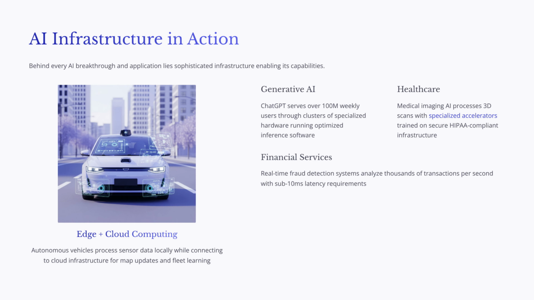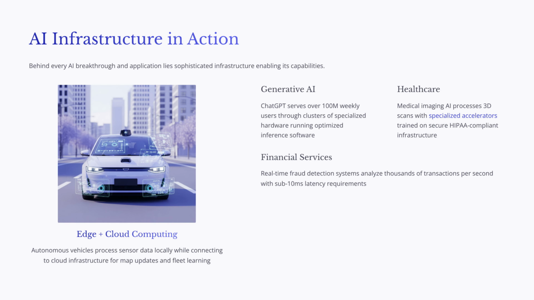Consider autonomous vehicles. They must process camera, LiDAR, and radar data in real time on the edge, but also synchronize with the cloud for fleet learning and map updates. This hybrid architecture, edge plus cloud, is infrastructure in action. Or take generative AI. ChatGPT serves over 100 million weekly users by orchestrating clusters of specialized accelerators with finely tuned inference software.